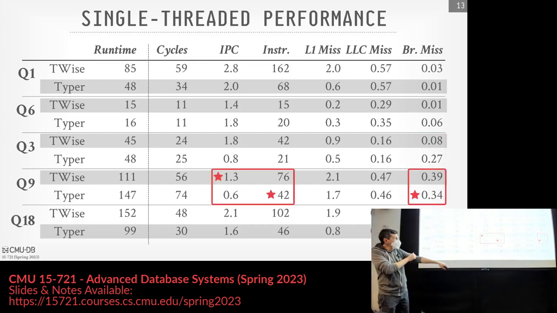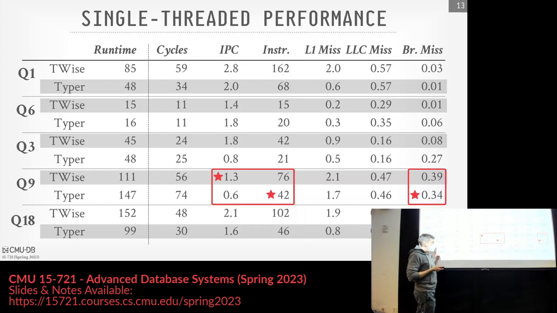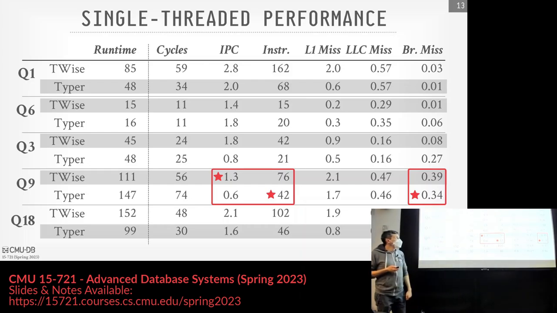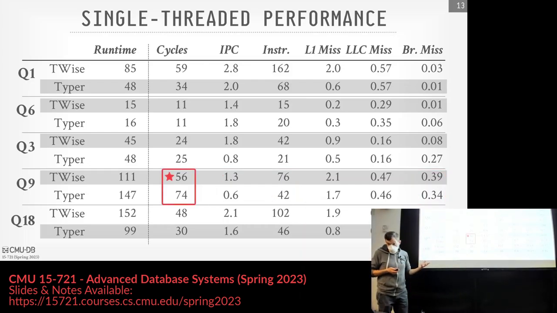Right, so now in this case here, Q9, the other join, same thing. Hyper is getting lower instructions, but worse instructions per cycle. But then the branch misses are basically the same, though. And actually, vectorwise is a little even worse. Right, but even then, it's still faster, and actually by quite a lot. So the thing we care about now is actually cycles.